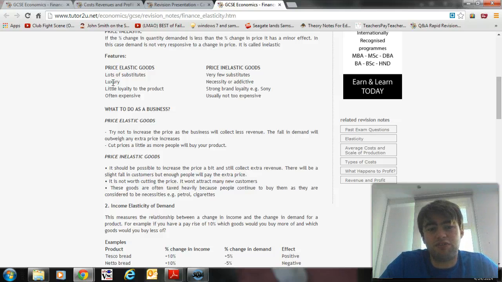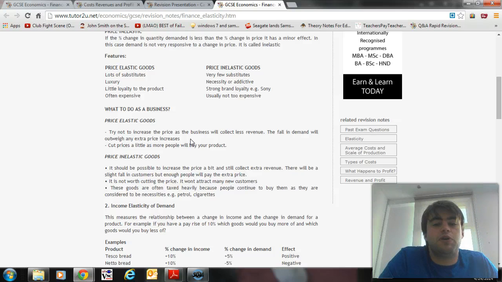Now, I don't necessarily agree with the inexpensive idea because some products, if they're quite low price, they're low quality, and therefore there's many substitutes for them in that sort of area. So it depends. So you can see here, if you increase the price, the business will collect less revenue with price elasticity. If you've got an elastic or price-sensitive product, you don't want to increase the price too much because people will stop buying, and you collect less revenue, a fall in demand without any extra price increases.